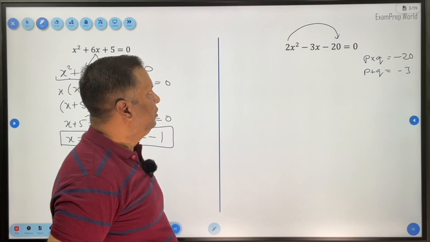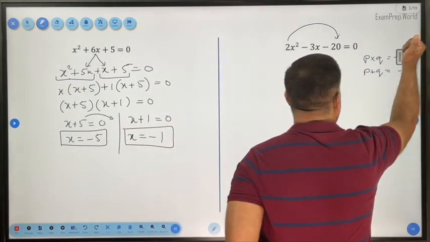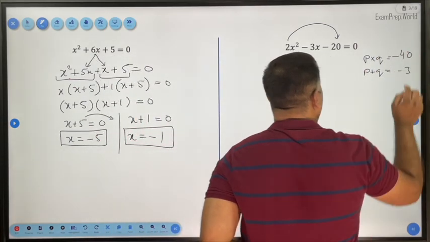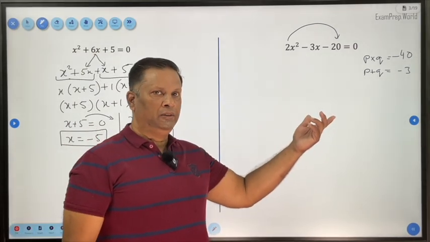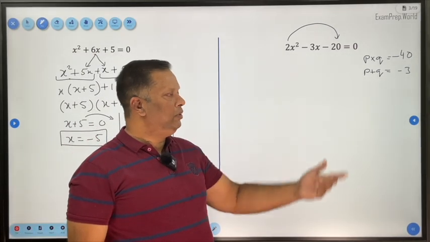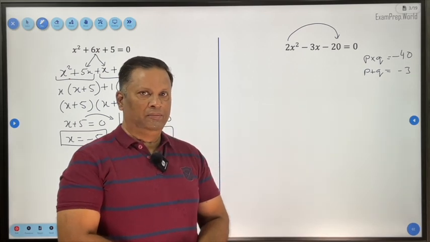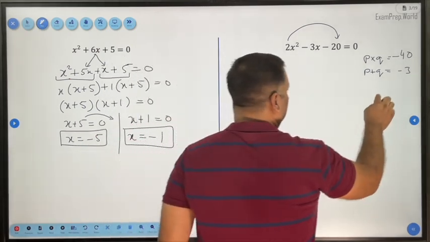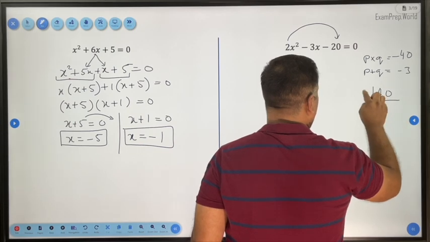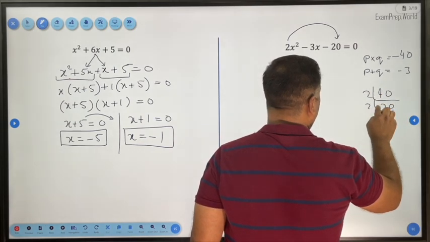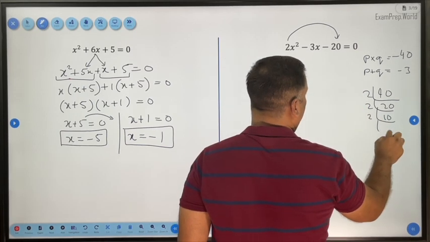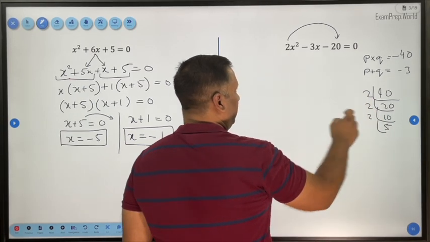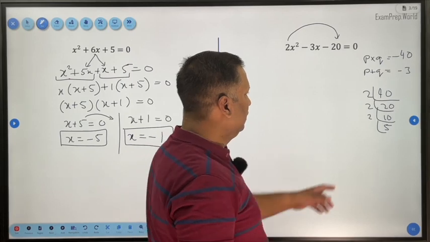We want, no, this is not negative 20, we want negative 40. So we want two terms which multiply to give us negative 40, and the sum should be negative 3. So let's find those terms. Take the prime factorization of 40: 2 times 20, 2 times 10, so 2 times 5, and 8 minus 5. So we get our numbers.